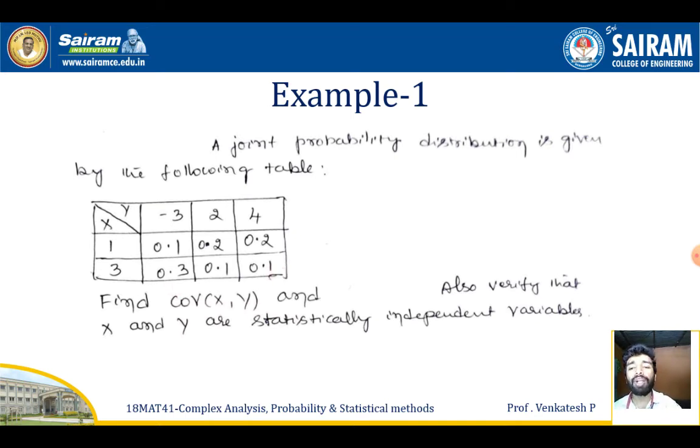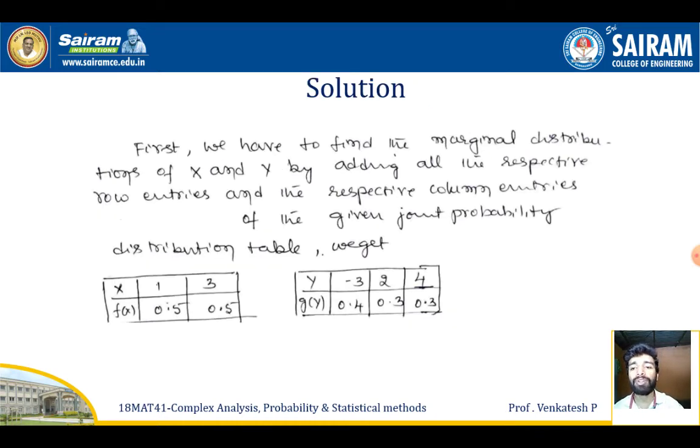Similarly, column wise, at y equal to -3, add this column. At y equal to 2, add this column's elements. At y equal to 4, add this column's elements. So we get the marginal distribution like this. At x equal to 1, I got this value. At x equal to 3, I got this value. Summing these two values, the total must be equal to 1, which is obviously satisfied here: 0.5 plus 0.5 equals 1.